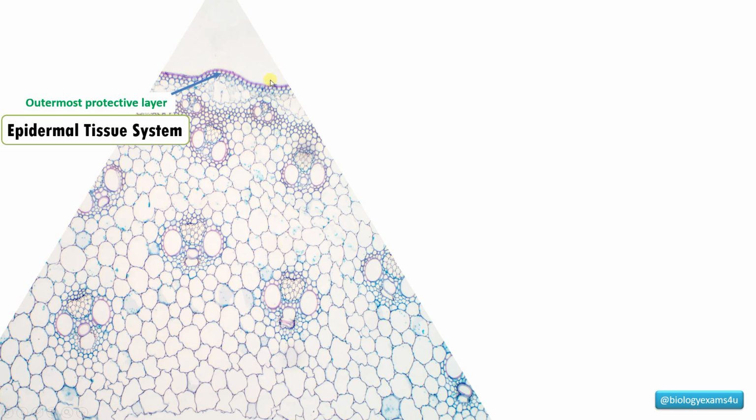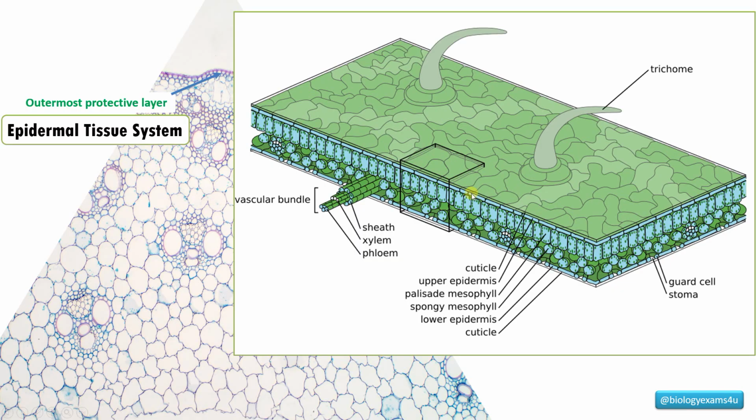Now let us see the details. The first one is the epidermal tissue system, which forms the outer protective layer. So this is the epidermal tissue system. Once we zoomed in, we can see like this. Here you can see this epidermal tissue system. Above that, there is a cuticle, a waxy coating that helps in reducing water loss by transpiration. Then there are trichomes, and lower epidermis there is stomata that is meant for gaseous exchange.